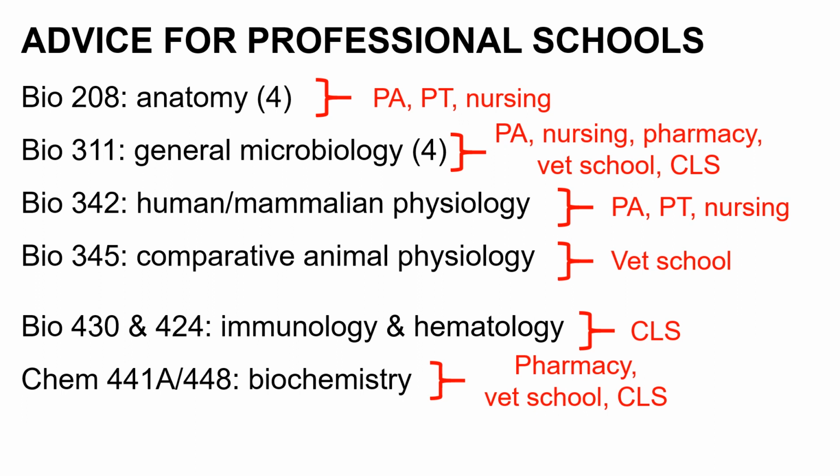Finally, one semester of biochemistry is a prerequisite for many pharmacy programs, veterinary medicine, and clinical laboratory scientist programs. These are just the more common prerequisites. If you have specific programs or schools you're interested in, you should identify what their requirements may be. Individual programs may require less or more than what is indicated on the screen.